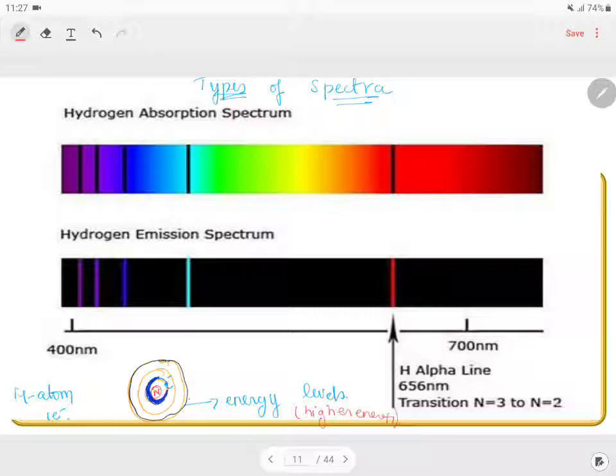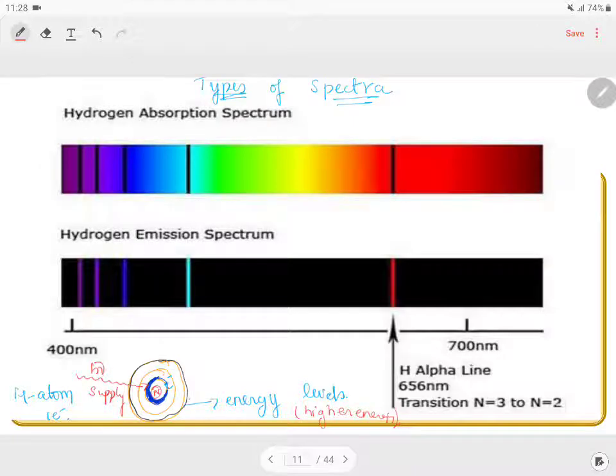Suppose for this hydrogen, we are supplying energy in the form of radiation, h nu. When we supply energy, the electron gains energy. As a result, it moves from the lower energy state to a higher energy state. The energy is supplied in such a way that the electron will not move out of the atom. Instead, it goes up from the lower energy state to the higher energy state.